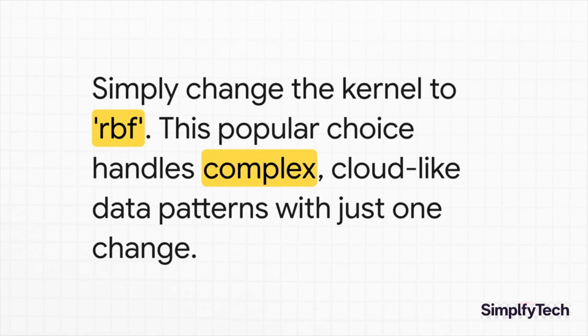The only thing we have to change is that kernel parameter. Instead of linear, we use RBF, which stands for radial basis function. It's the most popular kernel by far, and it's fantastic at handling these complex cloud-like data patterns. Just that one little change unlocks all of this nonlinear power.